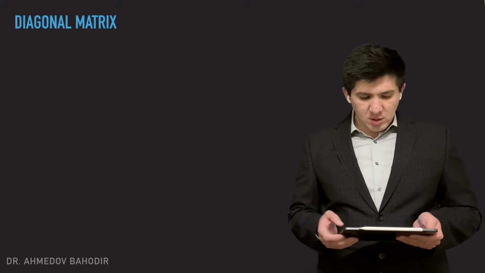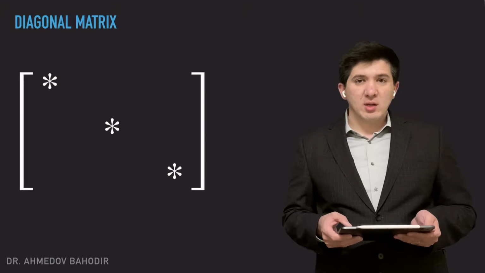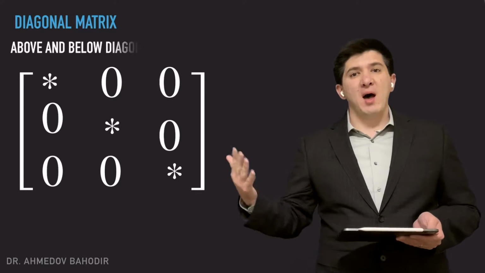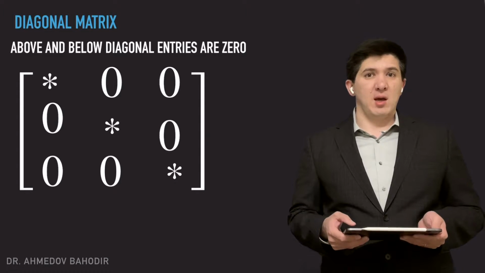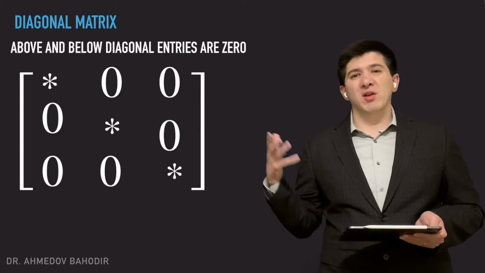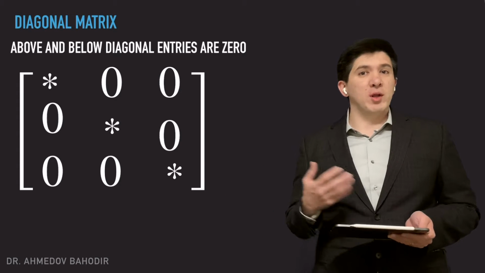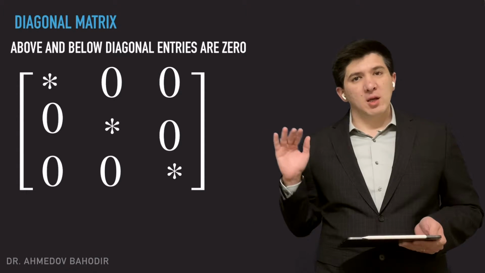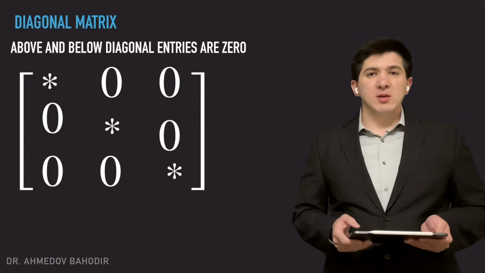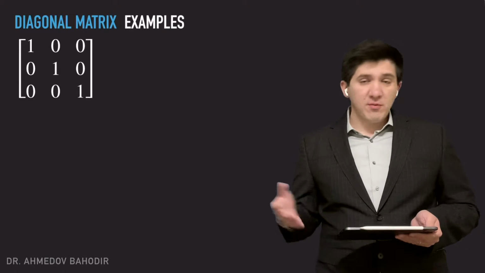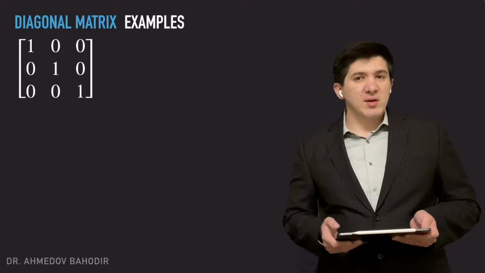So I would like to start with the definition of a diagonal matrix. A matrix whose entries above and below the diagonal are equal to zero is defined as a diagonal matrix. Please note that we're not putting a constraint onto the diagonal entries, right? They might be zero or non-zero. It doesn't matter. The important part is that all the entries below and above the diagonal entries are equal to zero.